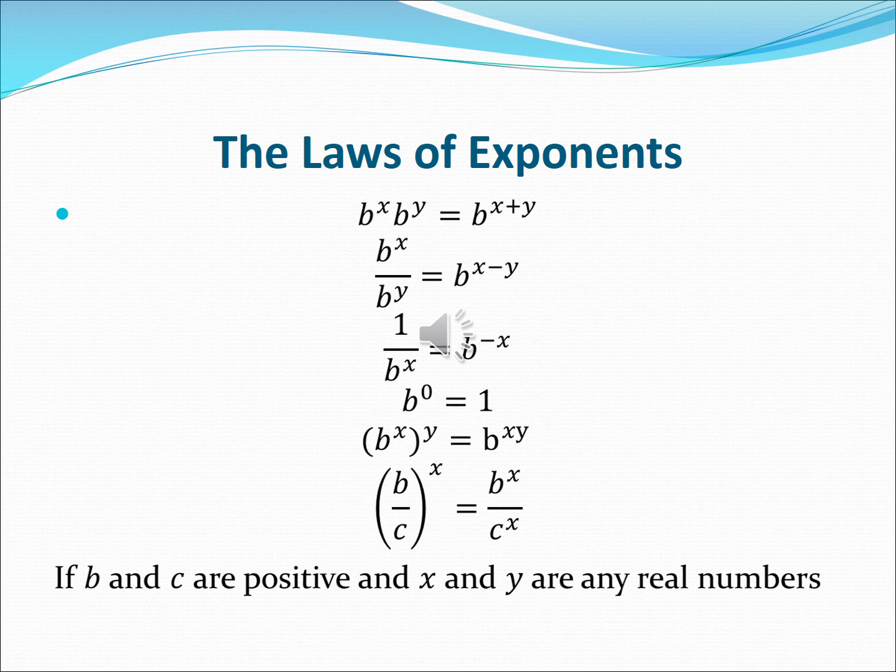If I have 1 over b^x, 1 over b raised to the power of x, this is equivalent to saying b raised to the power of -x. Any number raised to the power of 0 is equal to 1. When you raise a power to another power, you multiply those two powers. And if you have b divided by c, raised to the power of x, this is equivalent to b^x divided by c^x.